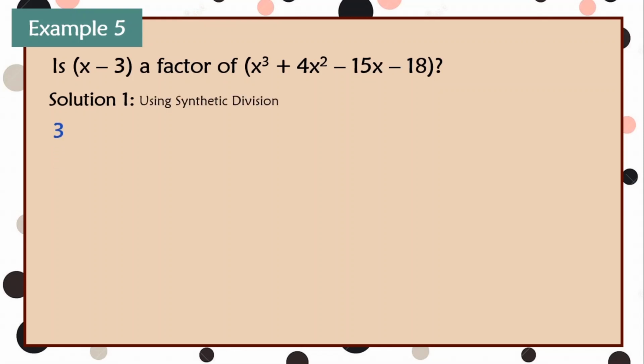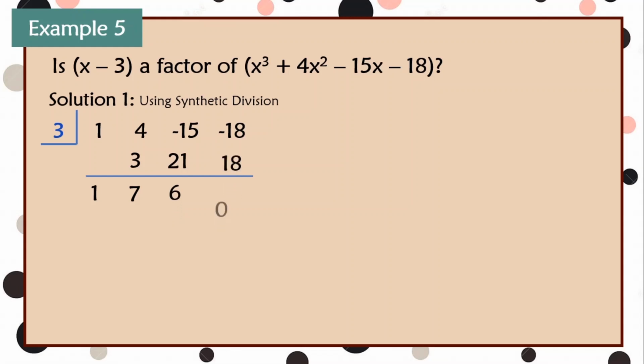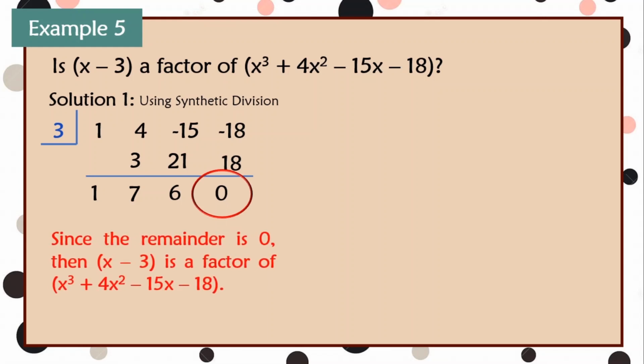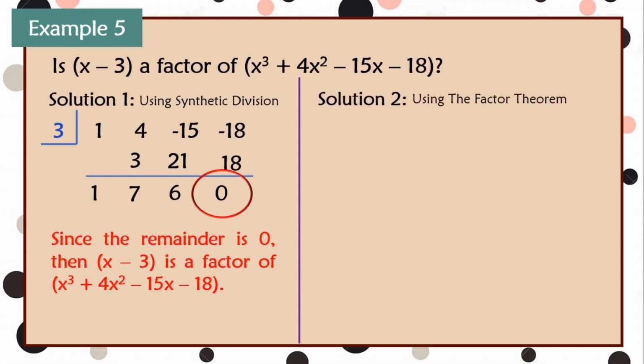So the value of c is positive 3, and the coefficients are 1, 4, negative 15, and negative 18. Solve. We have 1, multiply, that is 3, add 7, multiply, 21, add positive 6, multiply, positive 18, add 0. So therefore, our remainder is 0. So we can say that x minus 3 is a factor of the polynomial. Let's try the other solution using factor theorem.